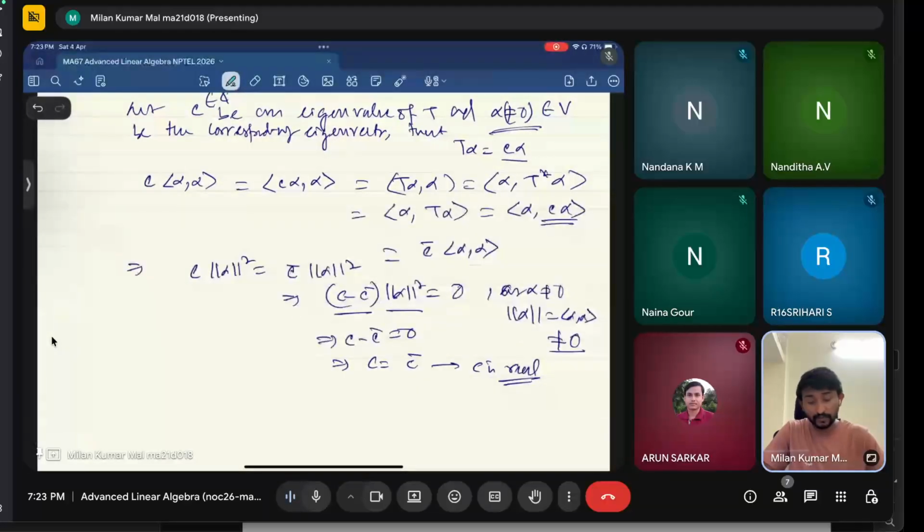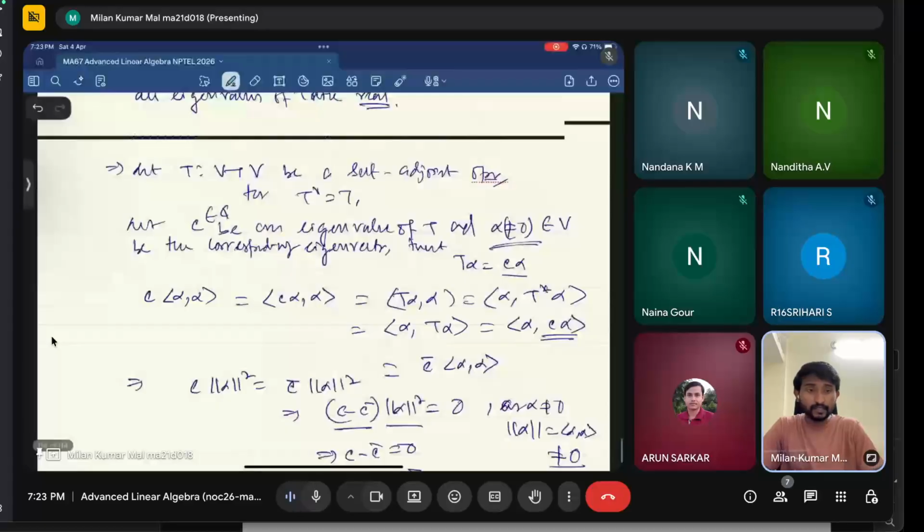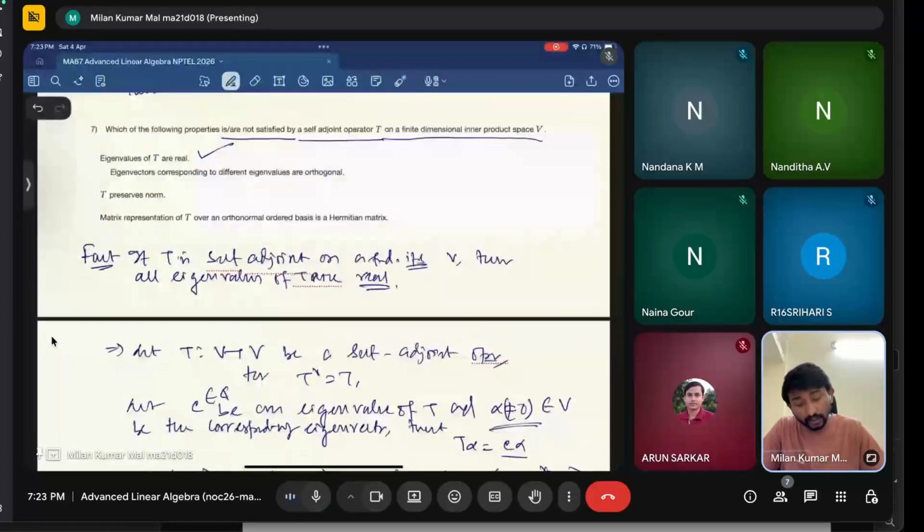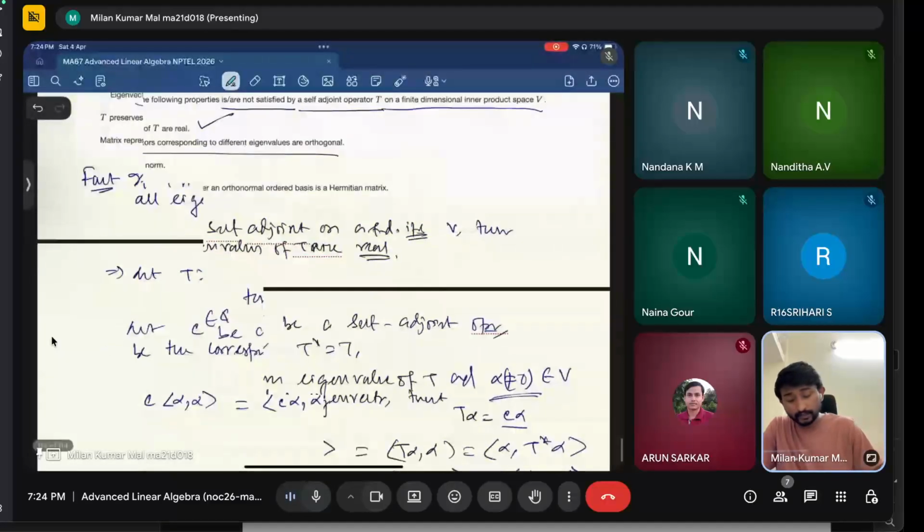Okay. This is the first fact, correct as a statement. But as an option it is not correct, because you have to find those statements which are not satisfied by self-adjoint operators. Okay. So what is the second option? Eigenvectors corresponding to different eigenvalues are orthogonal. That is also another fact.